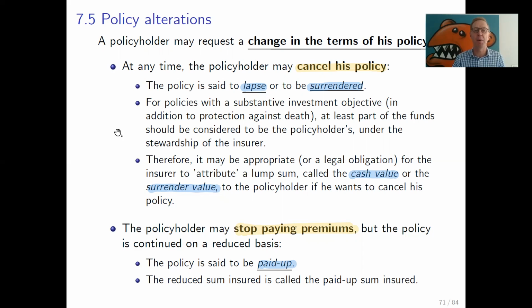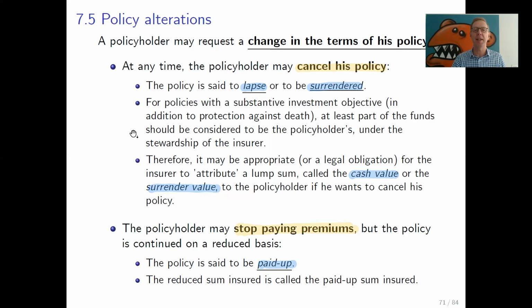Therefore, it may be appropriate or a legal obligation for the insurer to attribute a lump sum called the cash value or the surrender value to the policyholder if he wants to cancel his policy. So if you have an endowment contract, or a pure endowment contract, and you decide in the middle of the term of the contract to stop it, you may have the right to some amount of money, which we call the cash value. How are we going to calculate this? That's what we consider in this section 7.5.